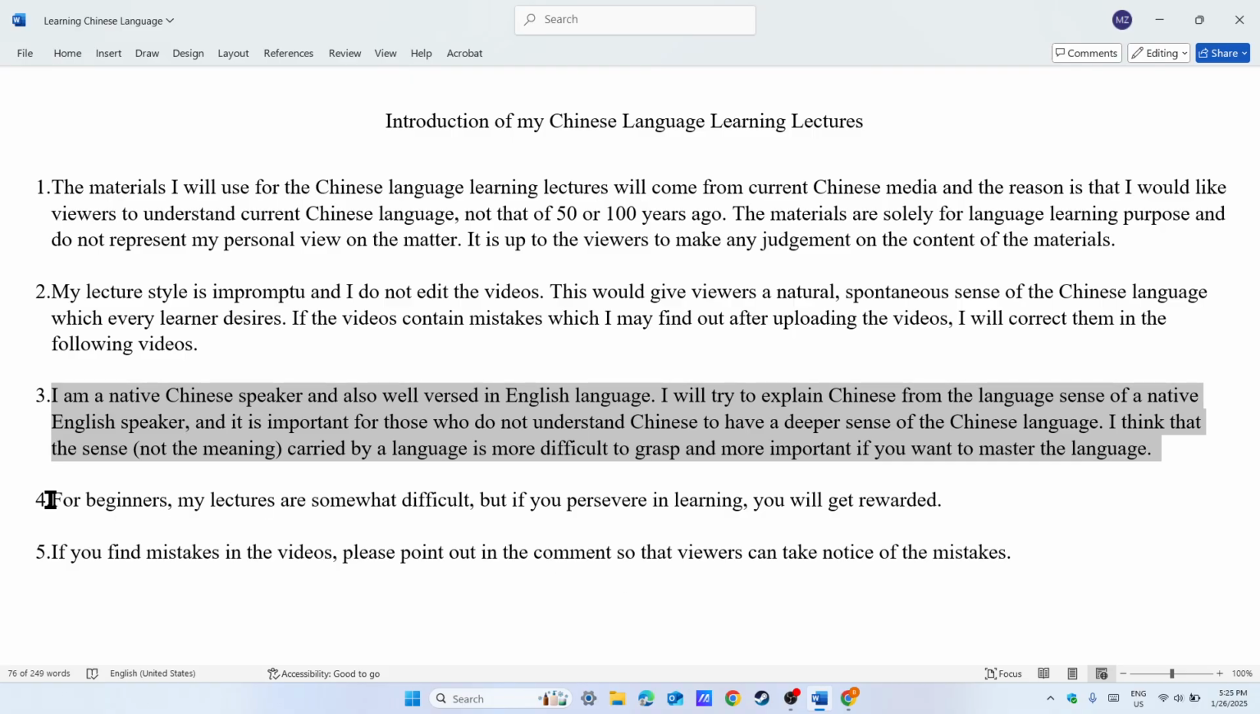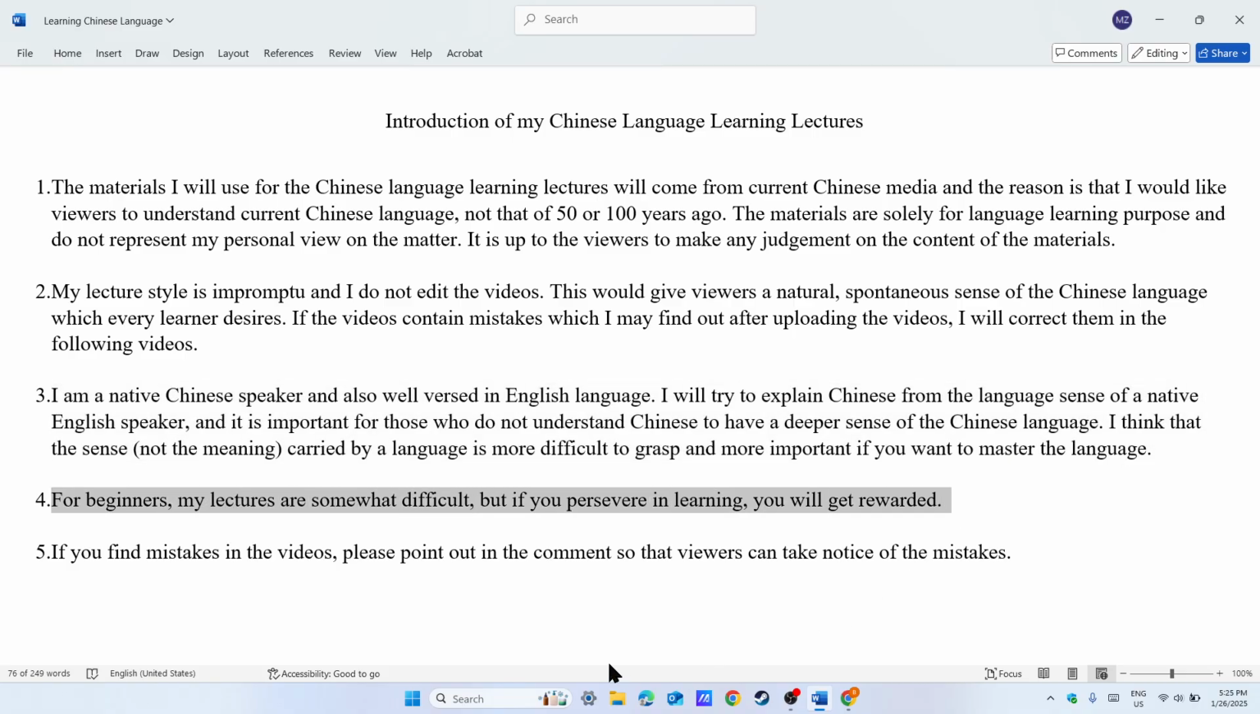Okay, now let's go to point 4. For beginners, my lectures are somewhat difficult, but if you persevere in learning, you will be rewarded. This is obvious, because I'm not going into the basics of the Chinese language, like how to write the language and how to pronounce it. I think you can get the pronunciation from any website, and even on Google Translate. And for writing Chinese, you can learn it from the internet. So my lectures will go further than the basics.